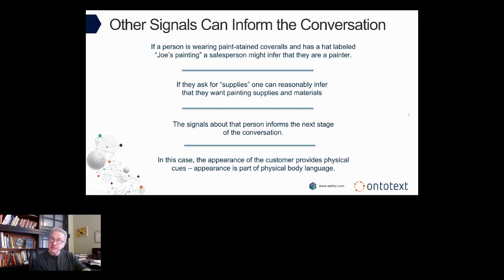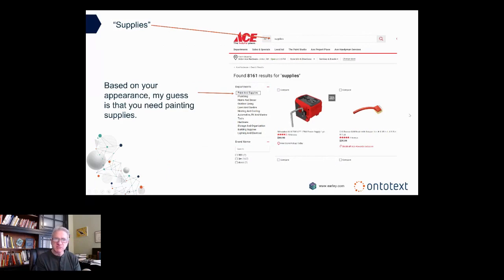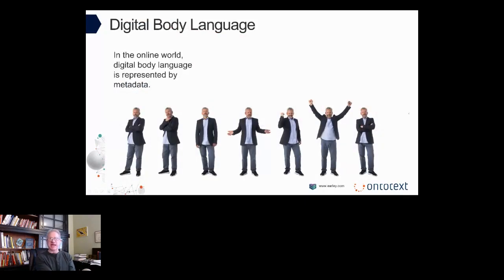In this case, it was the appearance. It was their physical body language, right? But again, here's supplies based on your appearance. My guess is you need painting supplies, right? Because you're wearing a painting hat.